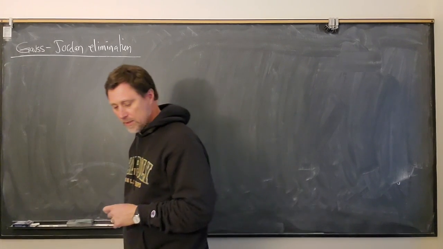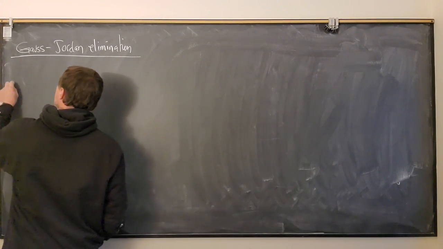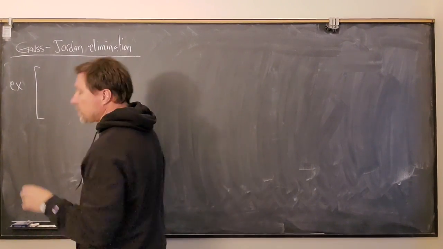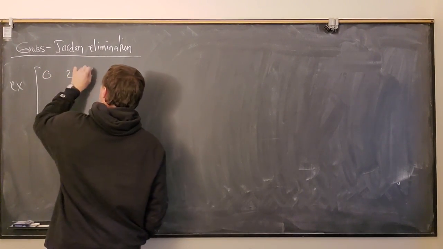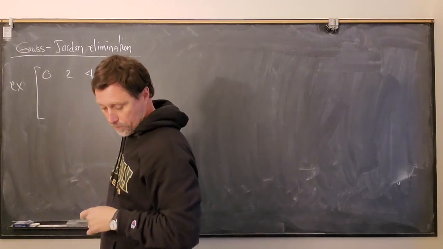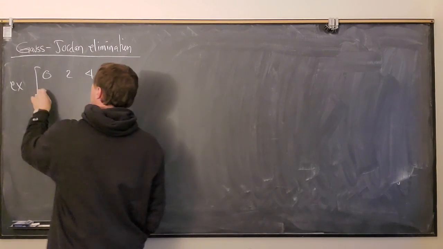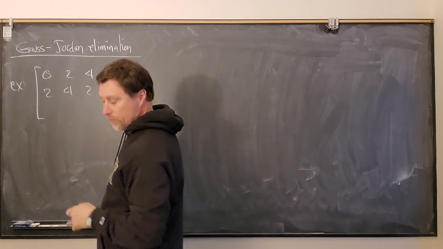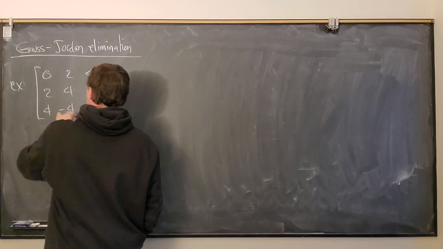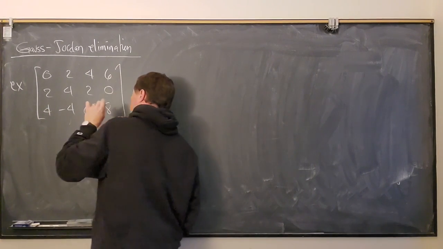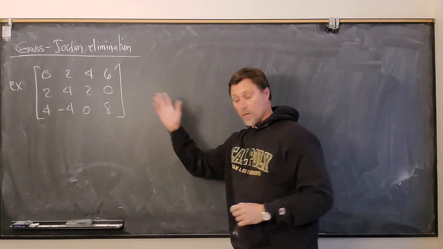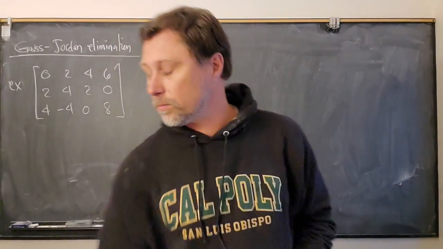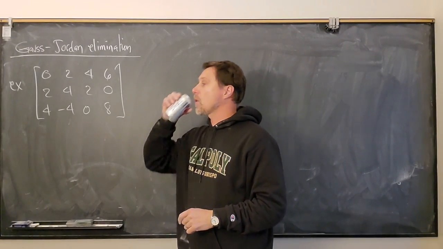We'll see how this goes now. Let's just start with an example. The matrix I want to start with has 0, 2, 4, 6 in the first row, 2, 4, 2, 0 in the second row, and 4, minus 4, 0, 8 in the third row. So here's our augmented matrix. What I want to do is get this into reduced row echelon form.